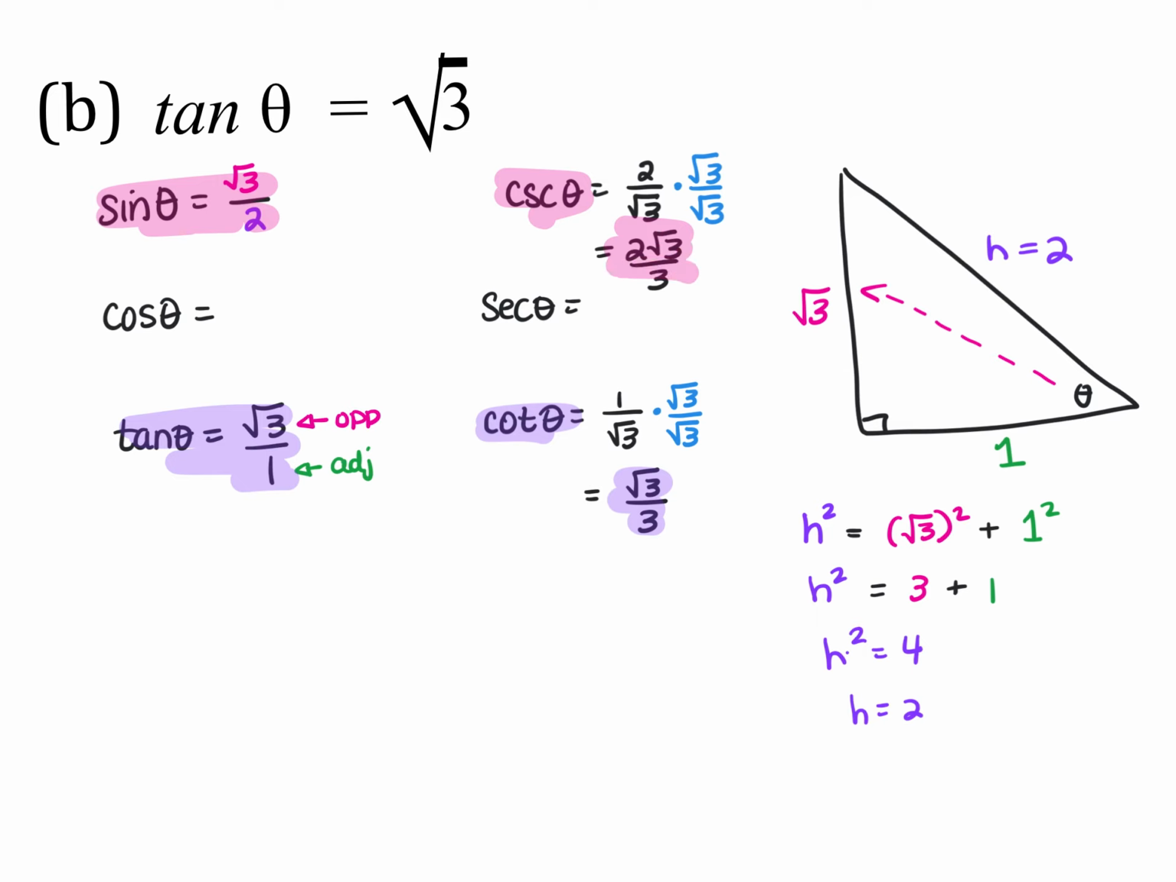Last up is cosine and secant. So cosine is going to be the adjacent side, which is 1, over the hypotenuse, which is 2. And that's it. Can't really do much else with that. So we've got cosine. And then finally, secant is just going to be the reciprocal of cosine. So 2 over 1, which I could just write as 2. So now I have cosine and secant.